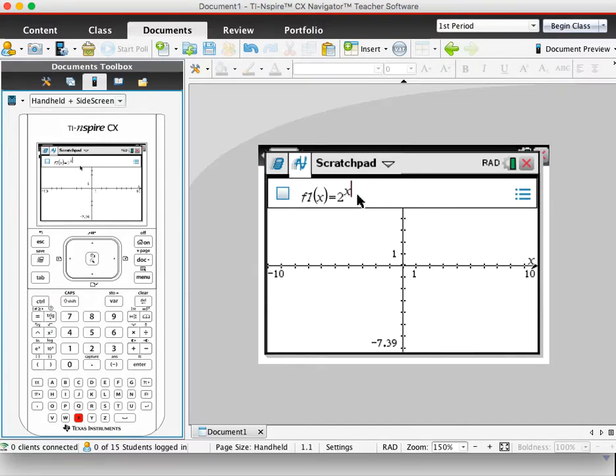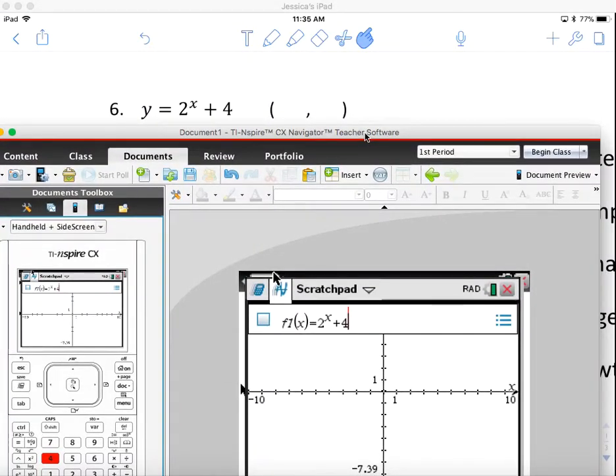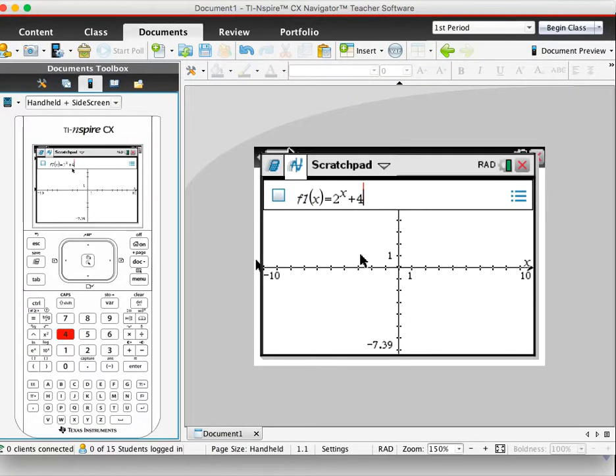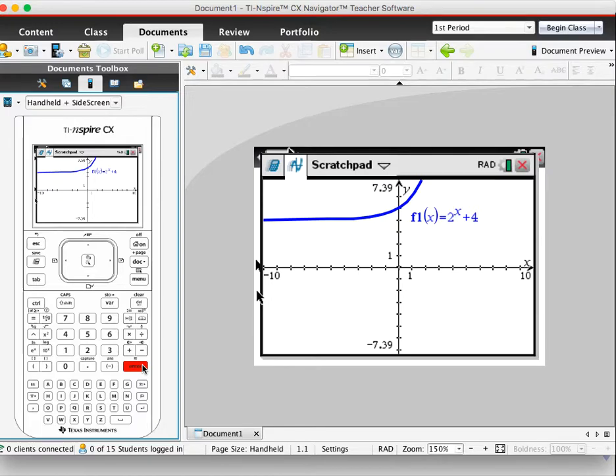Then you have to be really careful. The plus 4 is not included in the exponent here. The plus 4 is outside of the exponent. So you have to move the right arrow, bring your cursor down, and then put plus 4. You want it to look exactly like the question you're given. This plus 4 is not with the x in the exponent. It's outside of it. So based on what we just talked about, the plus 4 should move our graph up 4. And if you look at this, it definitely does. Plus 4 moves it up 4.